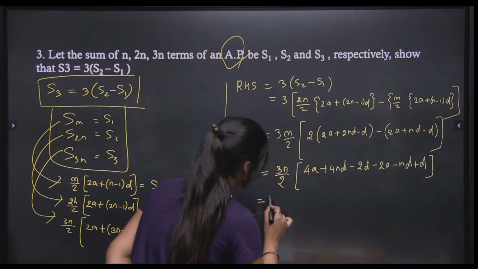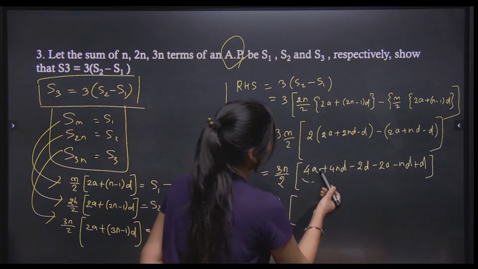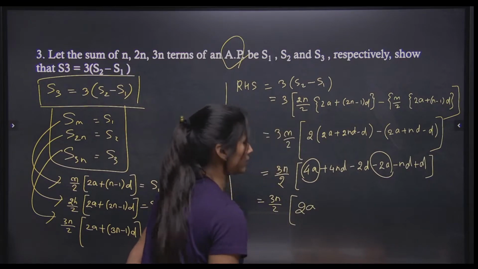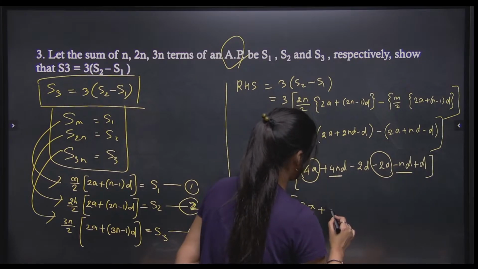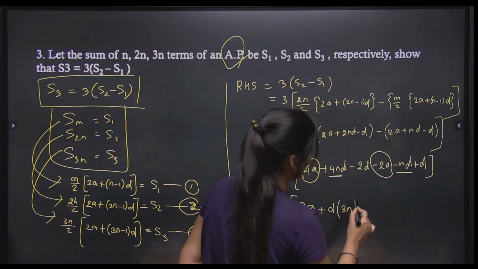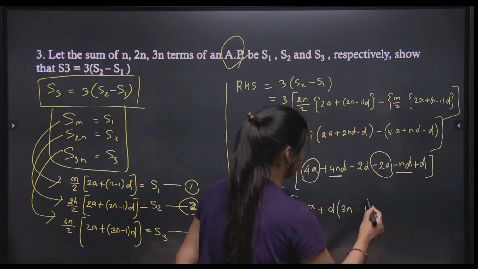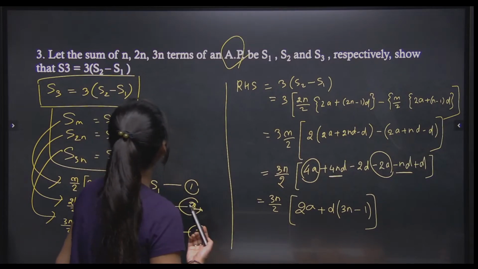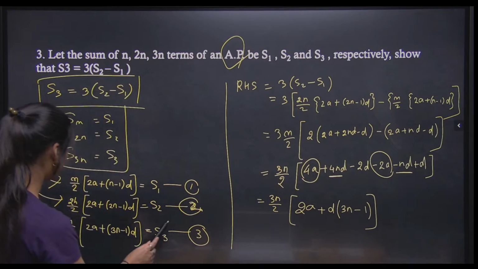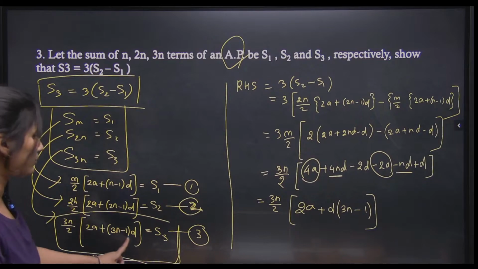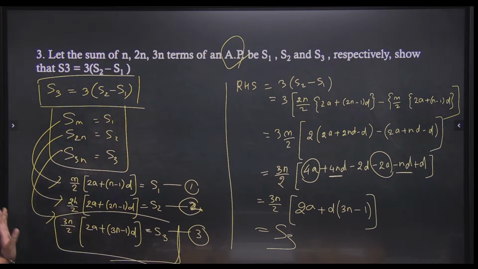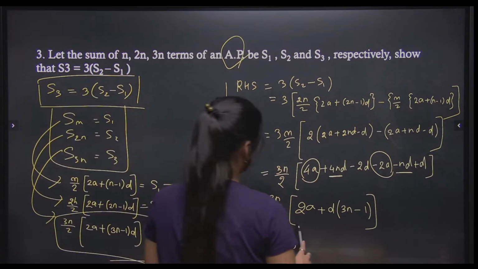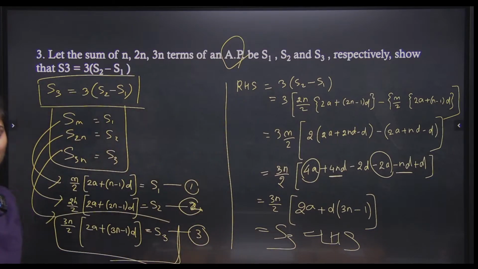Now on solving, it will give 3n by 2, and 4a minus 2a is nothing but 2a. Then we have 4n minus n, so if I take d common, I have (3n minus 2d plus d minus 1)... Now if I place the value of n as 3n, this is the third S3. 3n by 2, (2a plus (3n minus 1)d). So we can write it as S3. Isn't it? That's it. Easy. You just need to put the values and you will get the S3, that is LHS. Hence proved.